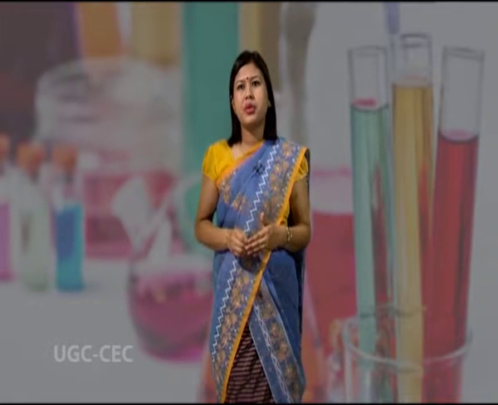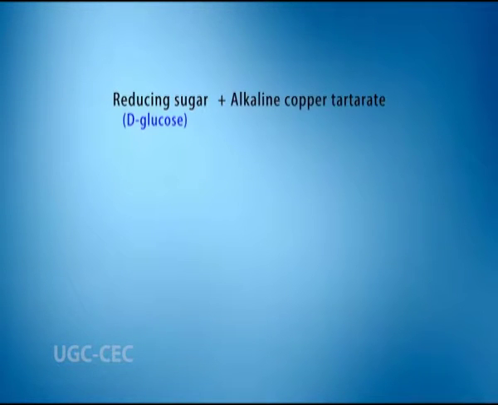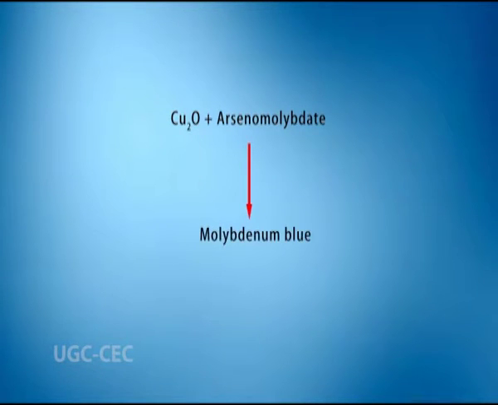Cuprous oxide reacts with arsenomolybdate reagent, which reduces arsenomolybdate to molybdenum blue. Its extinction is read at 620 nanometer. The amount of color produced depends on the amount of sugar present. Thus, the reducing sugar can be quantitatively assayed by this method. Reducing sugar plus alkaline copper tartrate on heating gives cuprous oxide. Cuprous oxide again reacts with arsenomolybdate to give molybdenum blue.